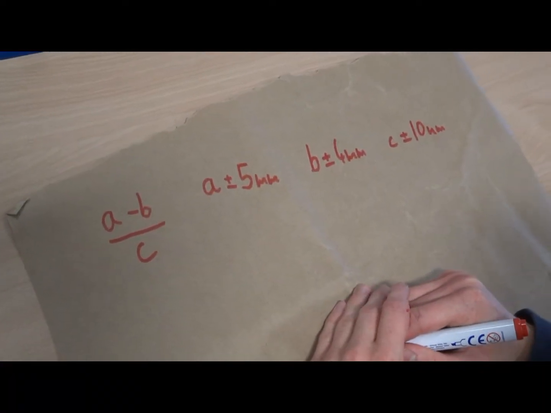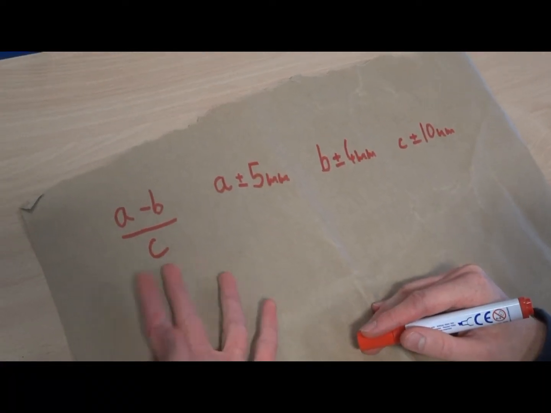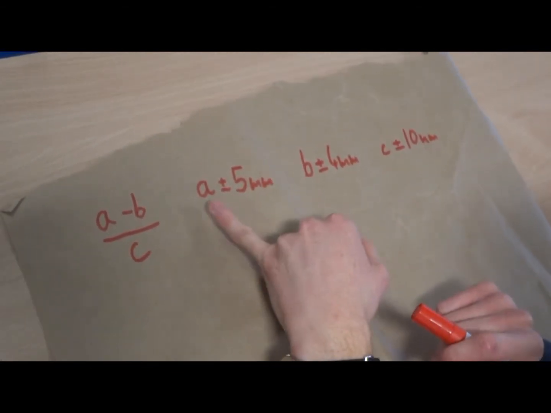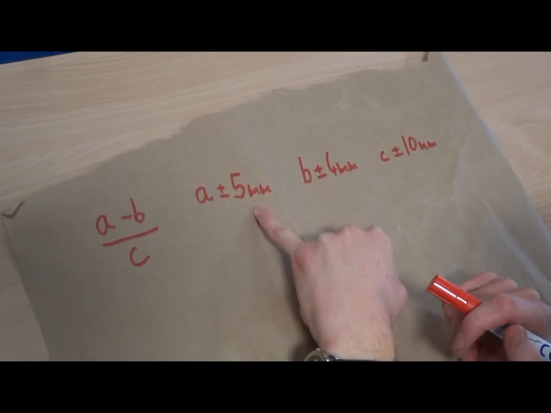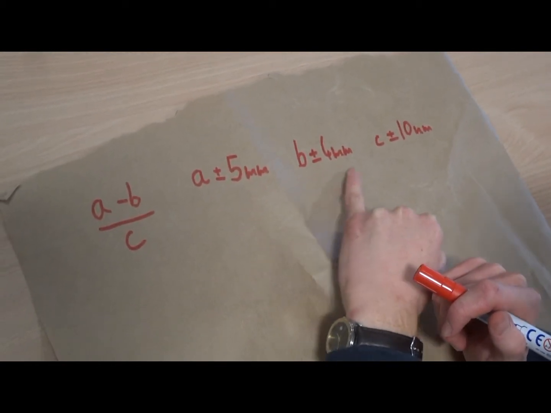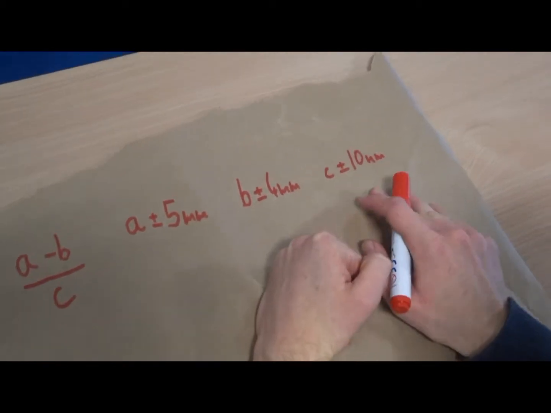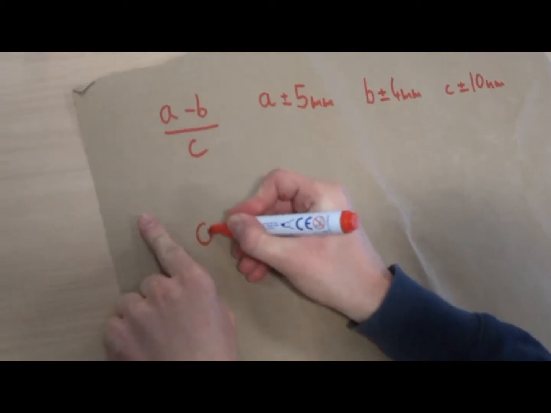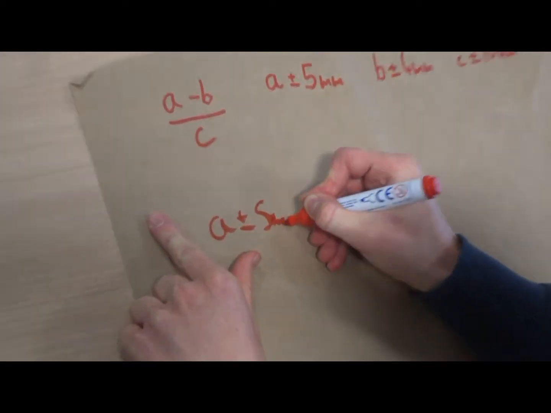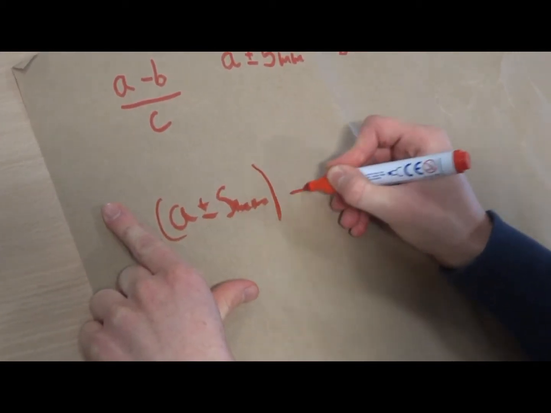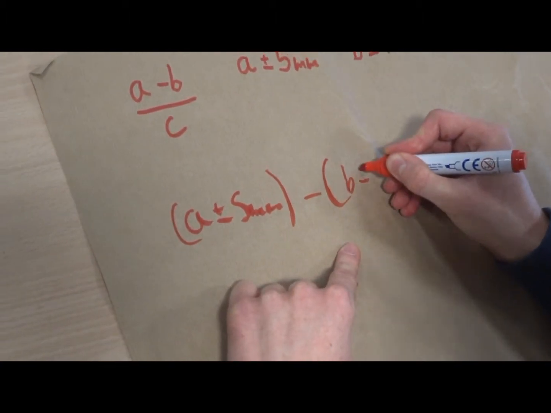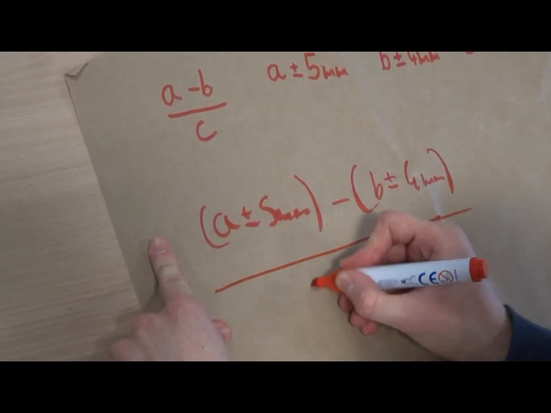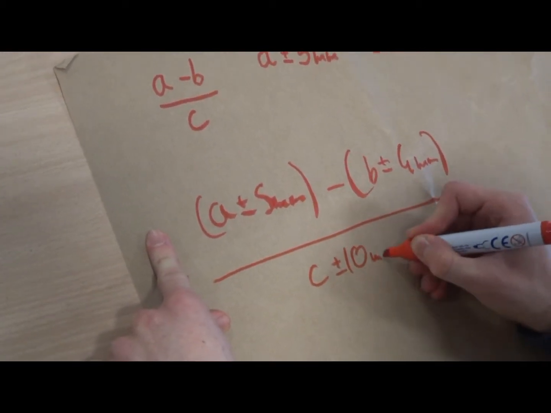Okay, this is the formula we're going to be looking at as an example for percentage error. These are just arbitrary numbers. Measurement A was plus or minus 5 millimetres, measurement B was plus or minus 4 millimetres, and measurement C was plus or minus 10. So let's write out our formula, but with these uncertainties actually written in. That's all over C plus or minus 10 millimetres.